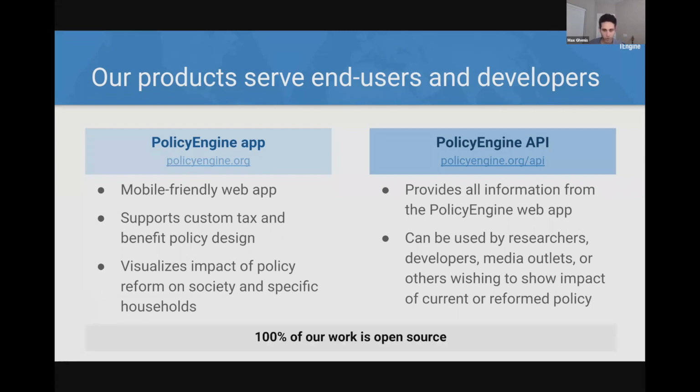And 100% of our work is open source. We actually developed the first open source microsimulation model in the UK, and we're the only tool that provides this kind of front end for the tax and benefit side, completely open source. So we're all on GitHub.